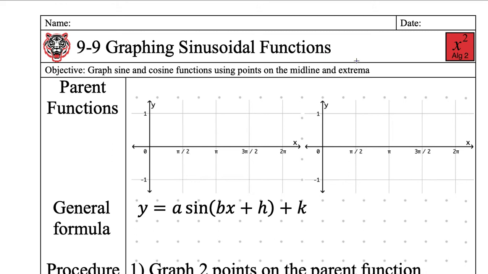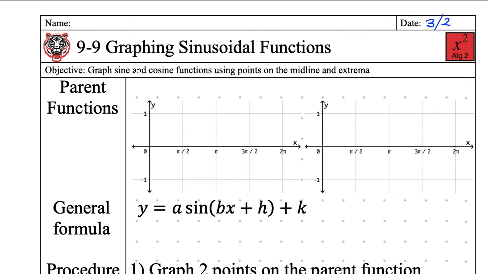All right, this is Algebra 2, Lesson 9-9, Graphing Sinusoidal Functions. Today's date is Monday, March 2nd, 2020. This is a re-recording of the video because the first lesson kind of failed in a few regards, and I think I fixed those things. So our objective today is to graph the sine and cosine functions using points on the midline and extrema.